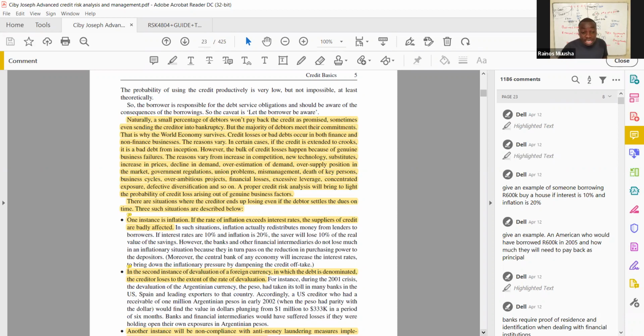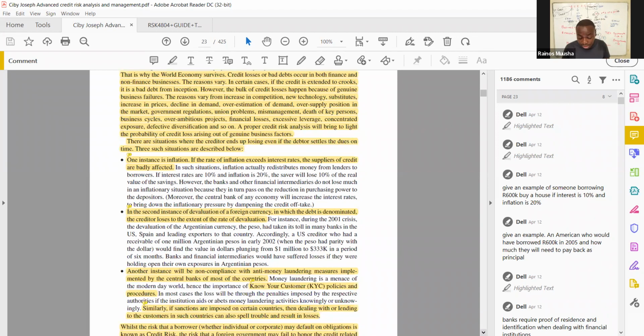Because of inflation. If it's 10% inflation, it means that an asset today that costs 1,000 rand will, after 1 year, now cost you 1,100. But because you've invested this money, you're only going to have 1,050. So do you see that because of the effect of inflation, you're worse off after 1 year than where you are now? So the effect of inflation is one instance that causes a loss to the lenders.